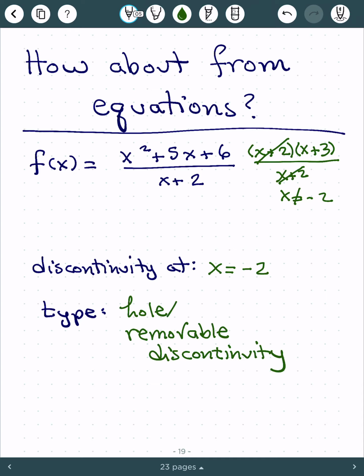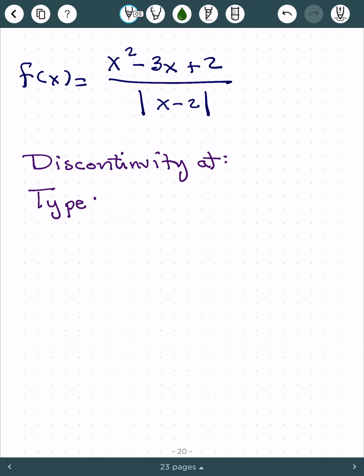All right, let's try another one. How about this one? So here you can see in the denominator, we would have an issue if x were 2, because we can't divide by 0. So we know x doesn't equal 2. But this function is a little bit different from the last one. Even though we can factor the numerator, we can't just cancel out those x minus 2's, because in the numerator it's in parentheses, but in the denominator we have an absolute value.